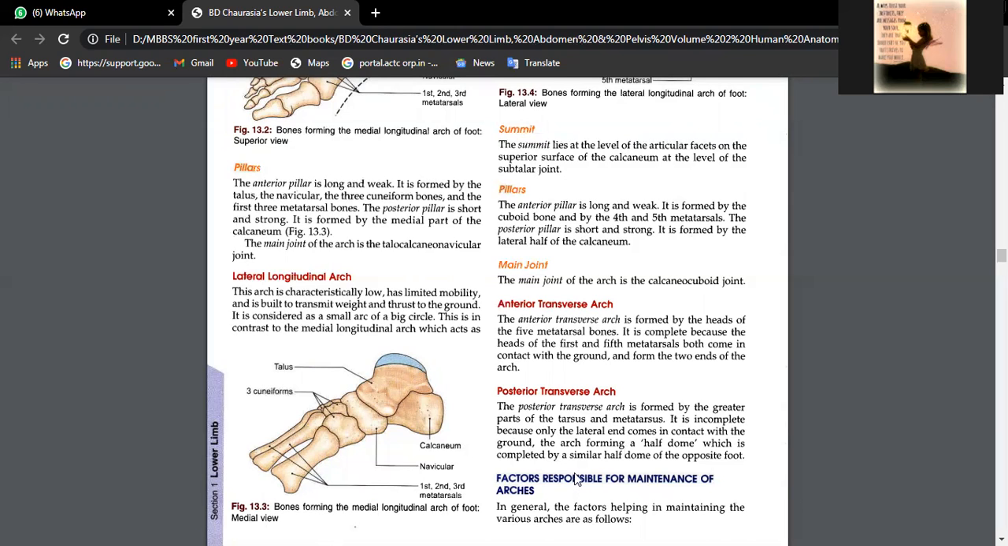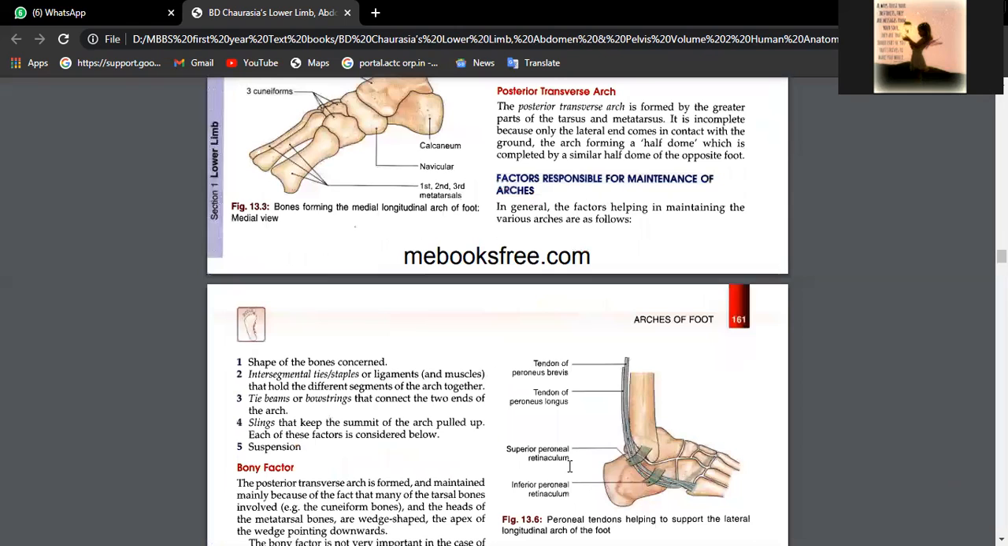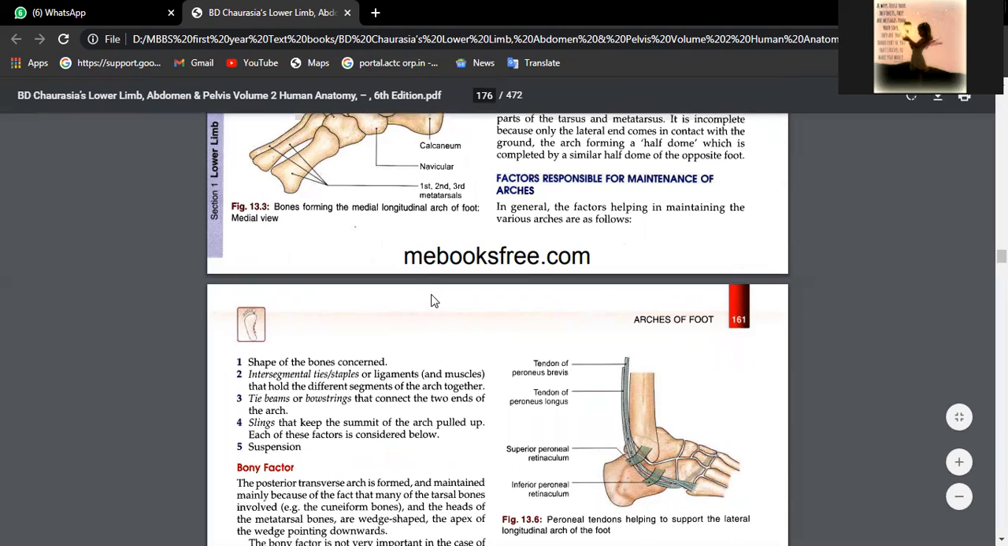Now, what are the various factors which maintain the arches of the foot? First of all, the shape of the bones. No bone is very regular; they are highly irregular, isn't it? They are wedge shaped bones, and between the bones you will see ligaments coming from different directions and holding the bones together. We have beams, we have bowstrings, and slings that keep the summit of the arch pulled up. So each of these factors.